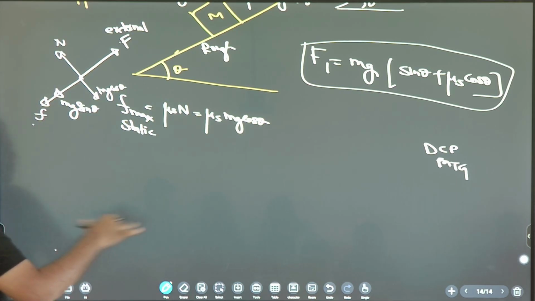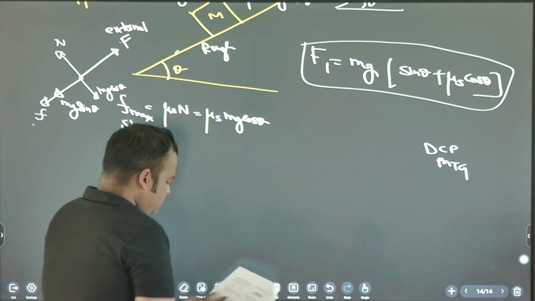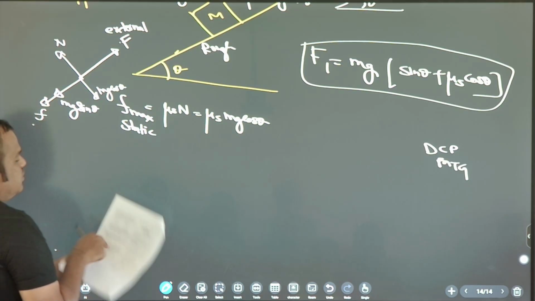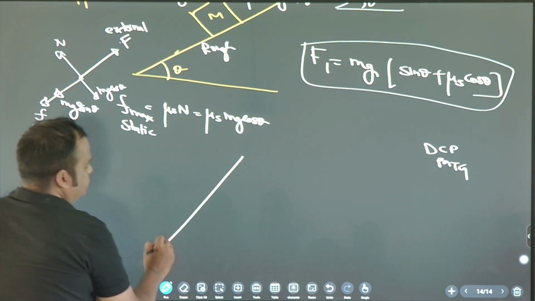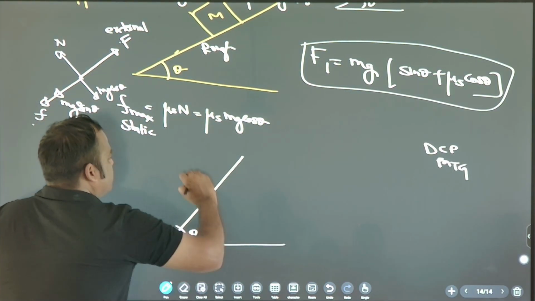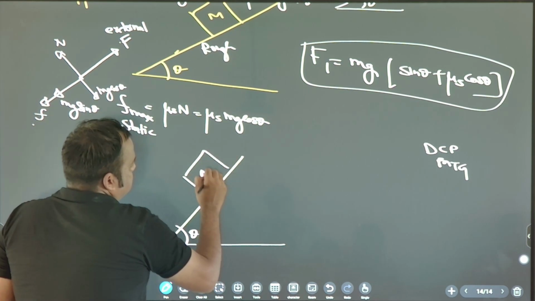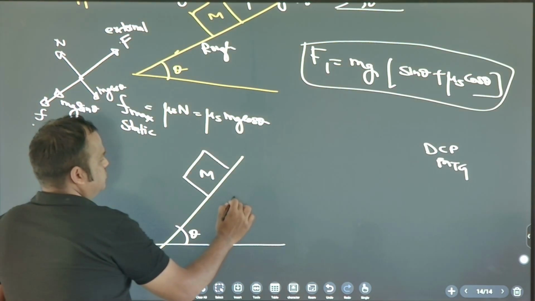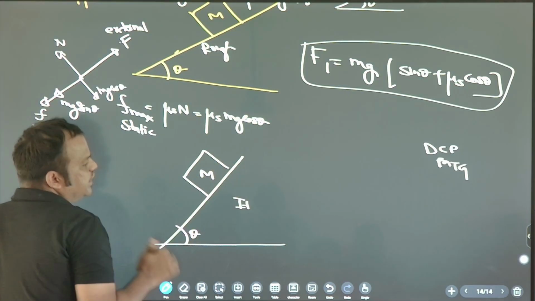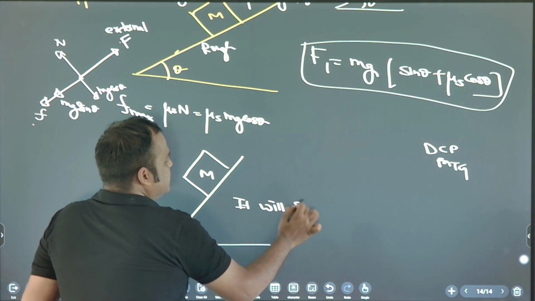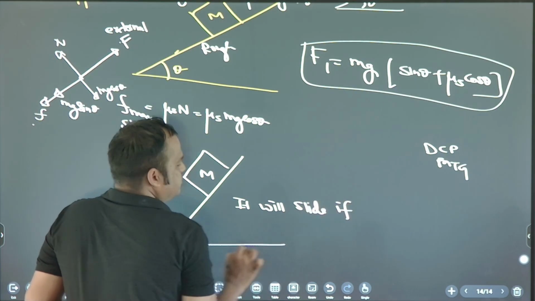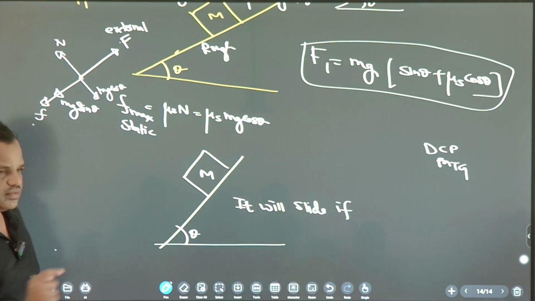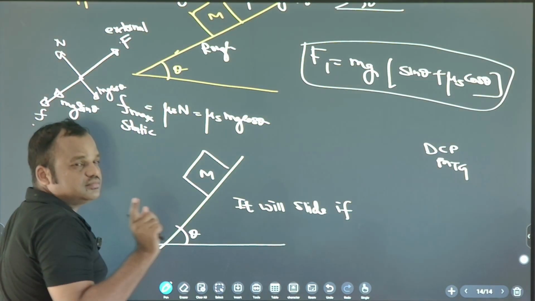Now you can try this whole week. We will continue friction only. So now you can understand this. See, suppose you put some block here, it will slide or not. What is the condition? What is the condition that it will slide? Tell me. If the block will slide, what is the condition?